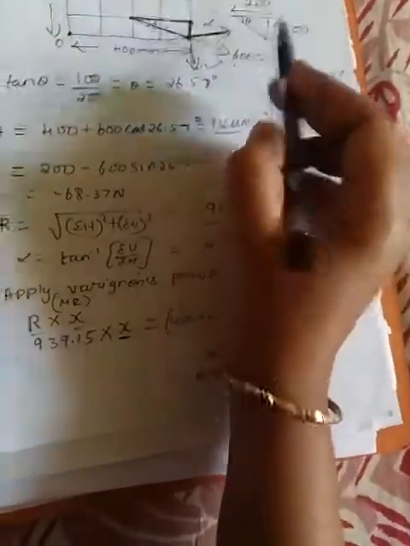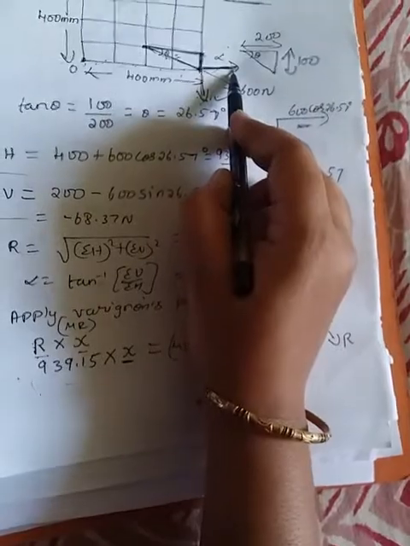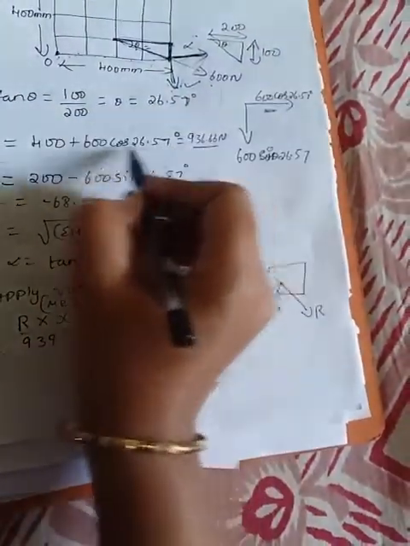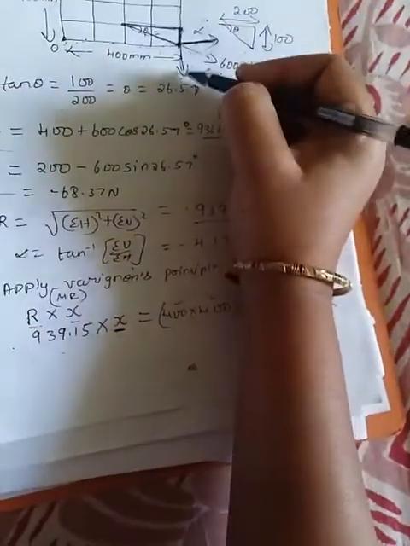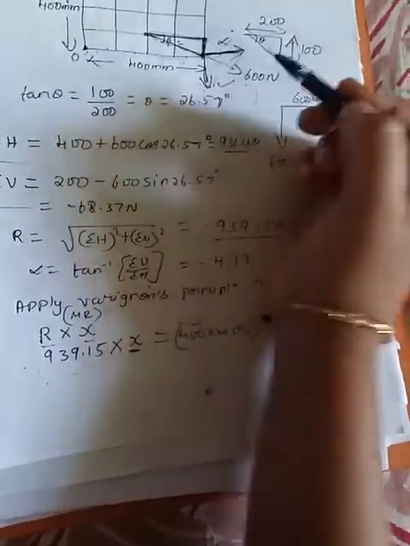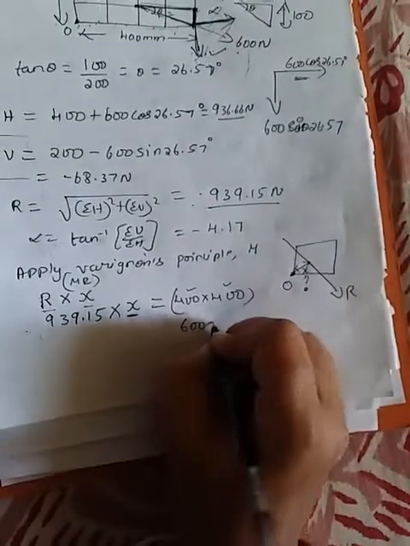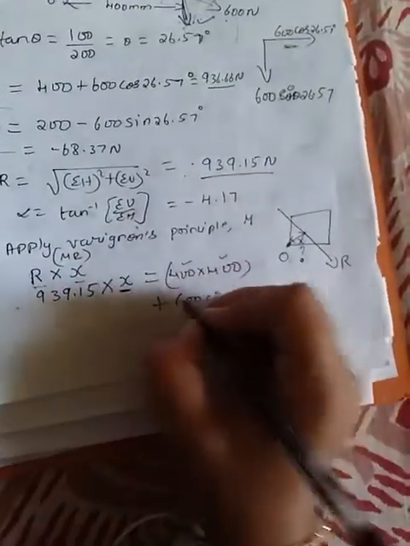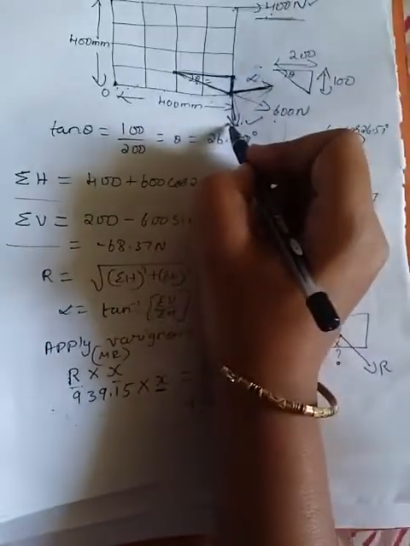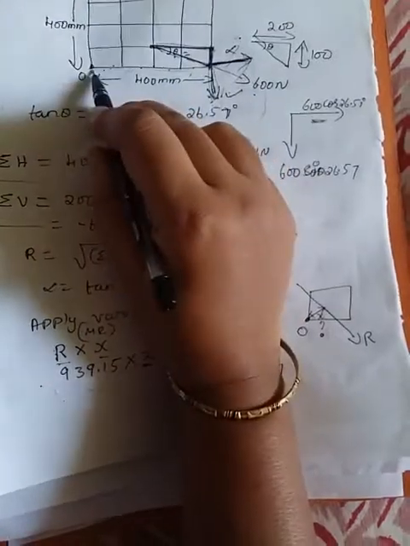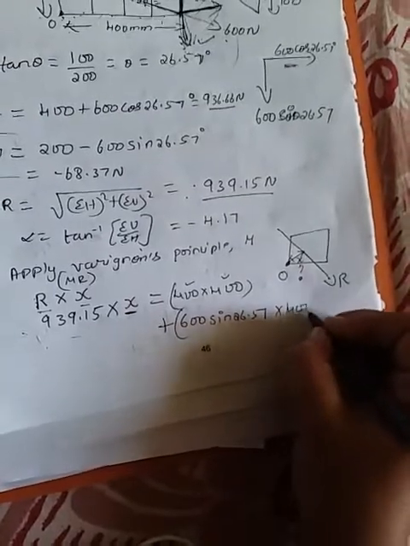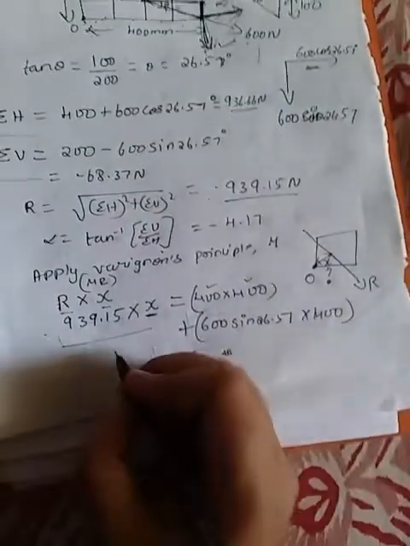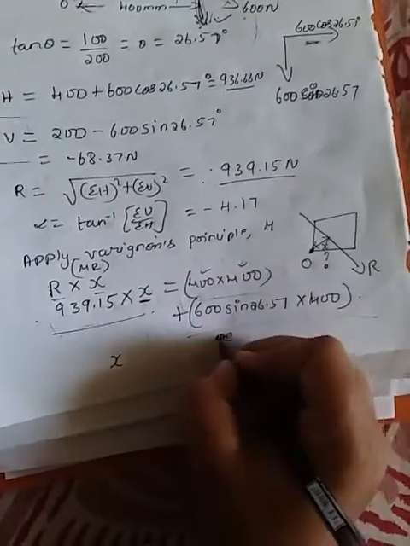Next, coming to this 600 Newton force, the horizontal force will not exist, but take the vertical force, which is 600 sin 26.57. If you rotate like this, it acts in the positive direction, so plus. This is the force, and what is the perpendicular distance? The force is here, the point is here, so from here to here the perpendicular distance is 400, so into 400. By substituting in this equation, the only unknown is x.